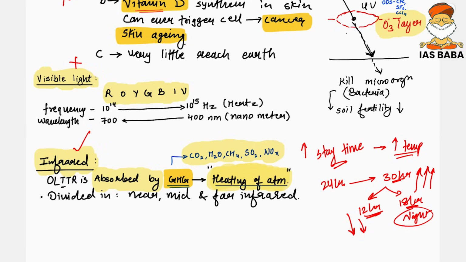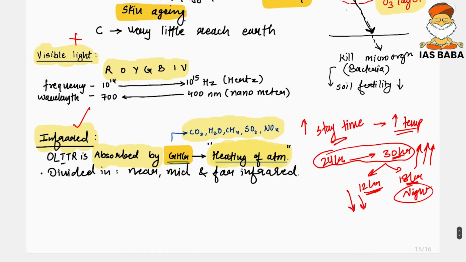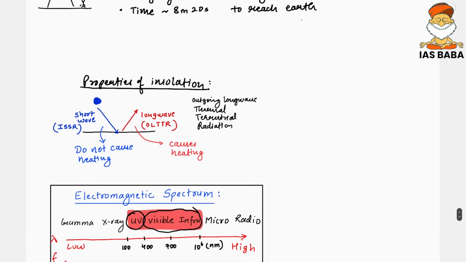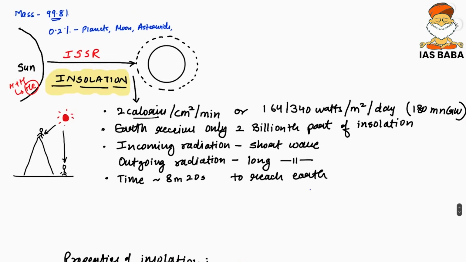But this cannot happen, that 24 hours becomes 30 hours. The length of the rotation of the earth will not change unless the rotation speed changes. If the speed slows down, the rotation time can be increased, but that is not in the control of the human being. What is in the control of the human being is the release of these greenhouse gases.